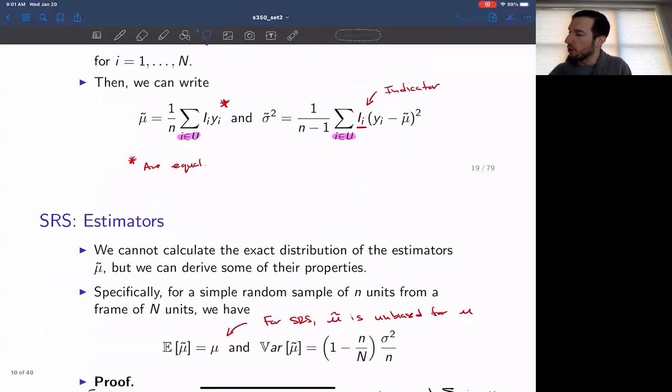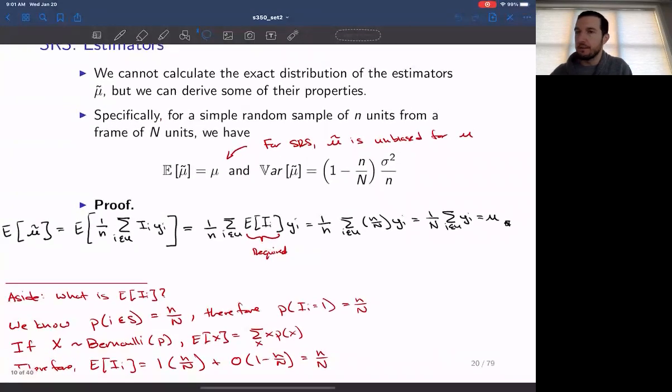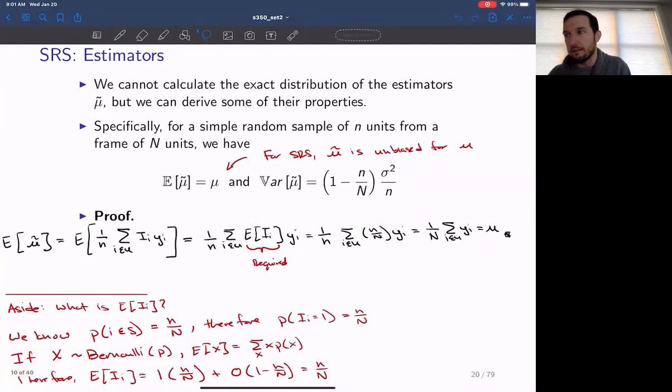And we showed on slide 20 that the estimator for mu, so mu tilde, is unbiased. We also showed the form of the variance of mu tilde, which is 1 minus little n over capital N multiplied by sigma squared over little n. And again, that 1 minus little n over capital N is called the finite population correction. We'll talk about that in a little more detail after.